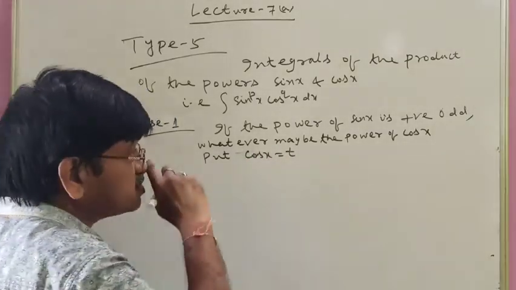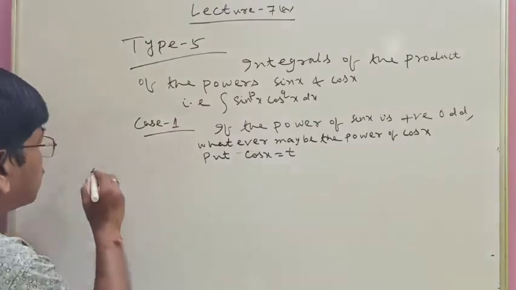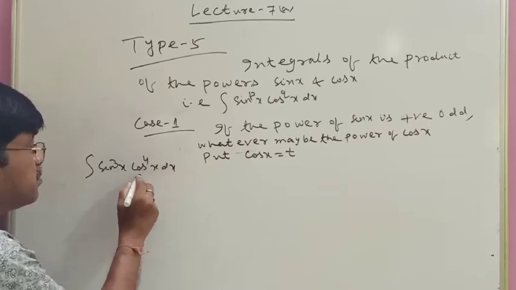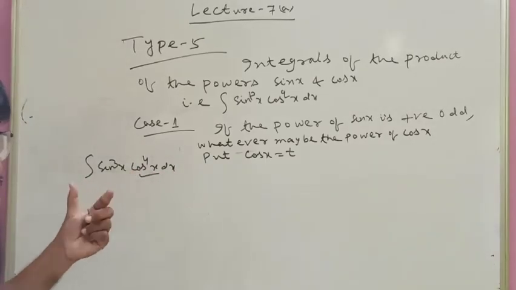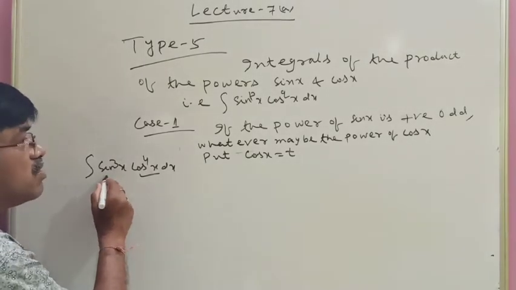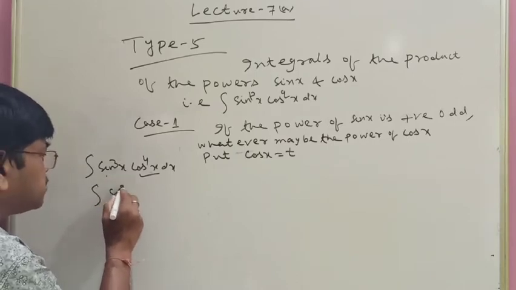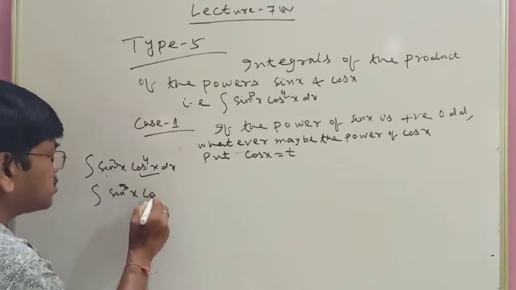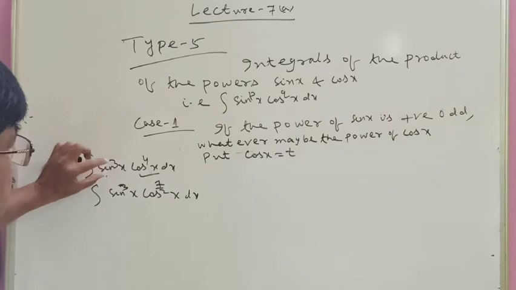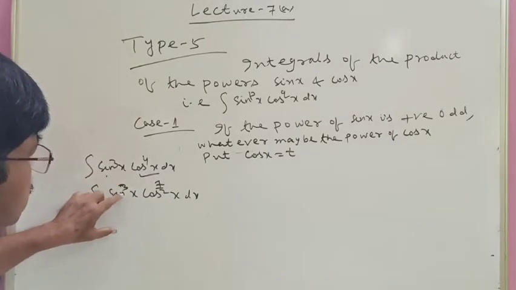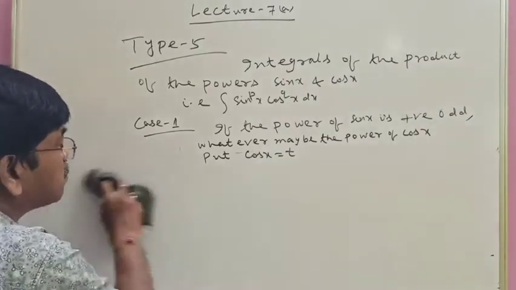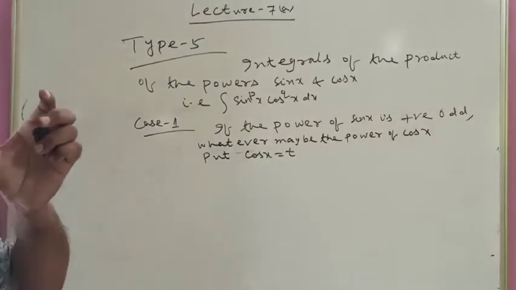Here suppose I give the example sin^3 x into cos^2 x. Whatever may be the power of cos x, cos power may be even, may be odd, may be fraction, it can be anything. But the sin power is positive odd. Similarly, another example: suppose I give sin x into cos to the power 7 by 2. So here is a fraction. Here also the power of sin is positive odd, so whatever may be the power of cos, put cos x is equal to t. Okay. So let us discuss problems. Let us discuss all the cases. So this is one of the cases.